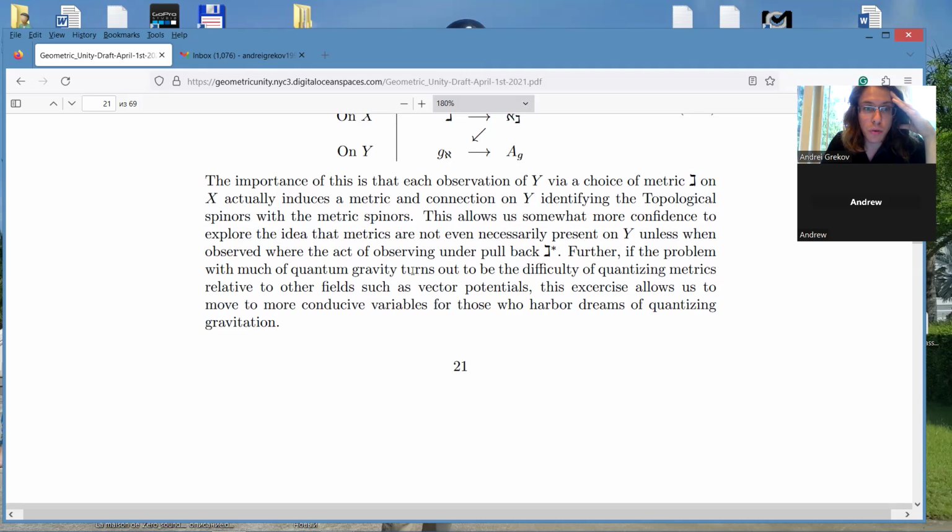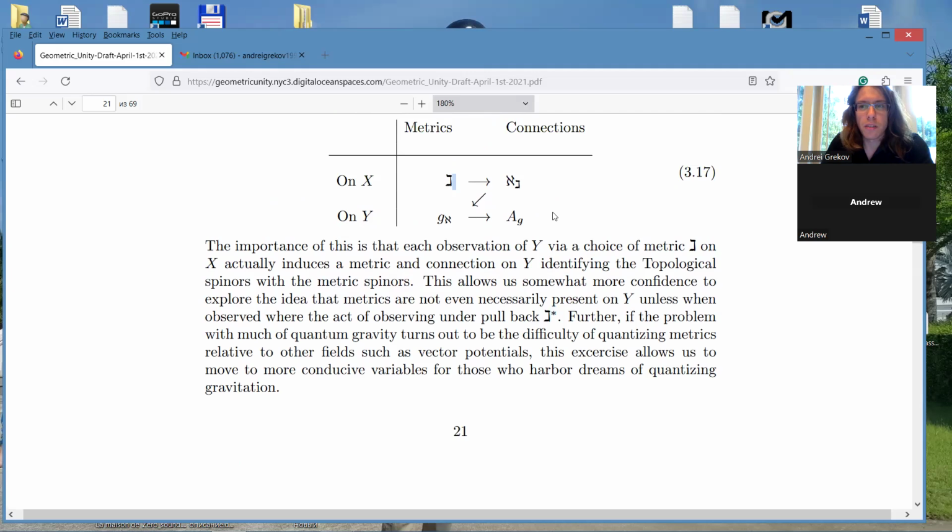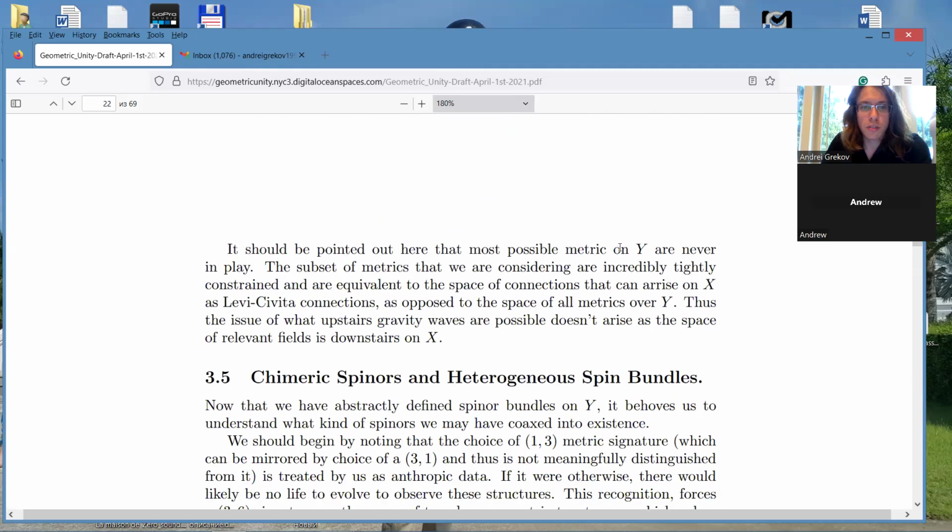Further, if the problem with much of quantum gravity turns out to be the difficulty of quantizing metrics relative to other fields such as vector potential, this exercise allows us to move to more conducive variables for those who harbor dreams of quantizing gravitation. Well, not really, because that's now our dynamical field, right? It still has metric. He has to choose it. This is a bit strange.